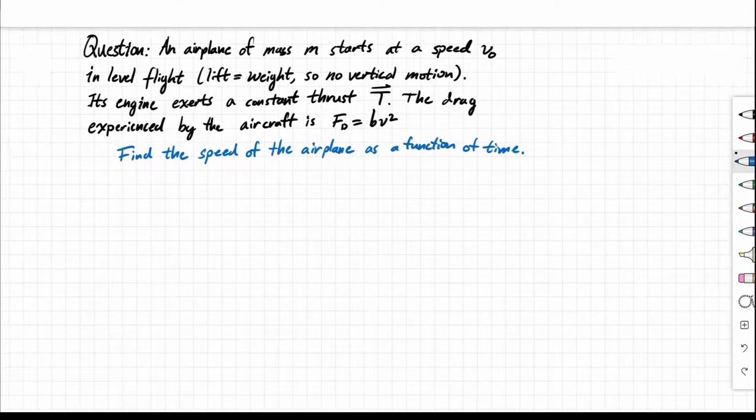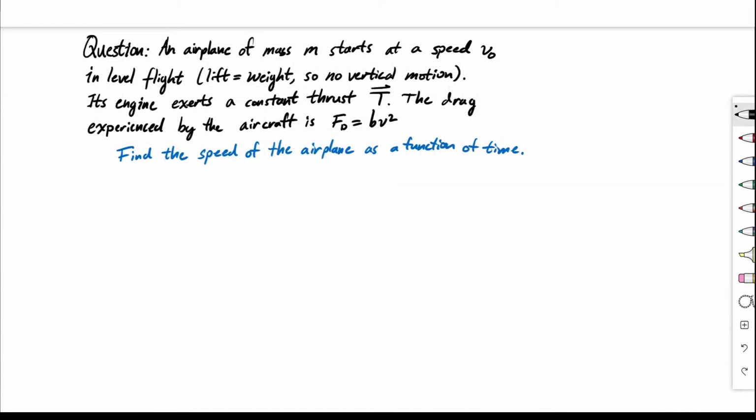So let's start by drawing a free body diagram. I will draw the airplane as a rectangle of mass m, with its center of mass being the origin. The thrust force will be pushing the airplane forward towards the right, and the drag force will be acting in the opposite direction of the airplane's velocity. As the problem stated, the airplane is in level flight, so its lift force and its weight, or the force on the airplane exerted by gravity, balance each other out.